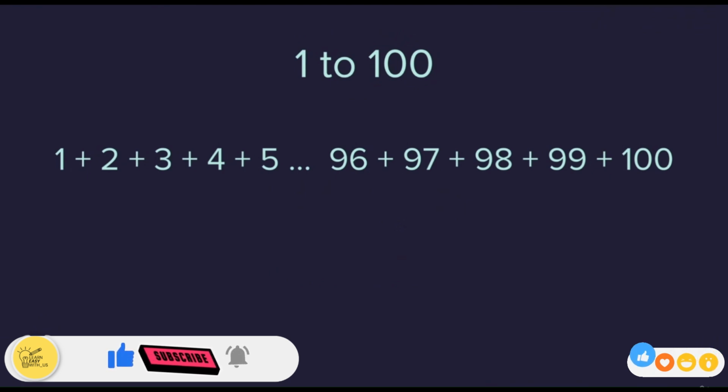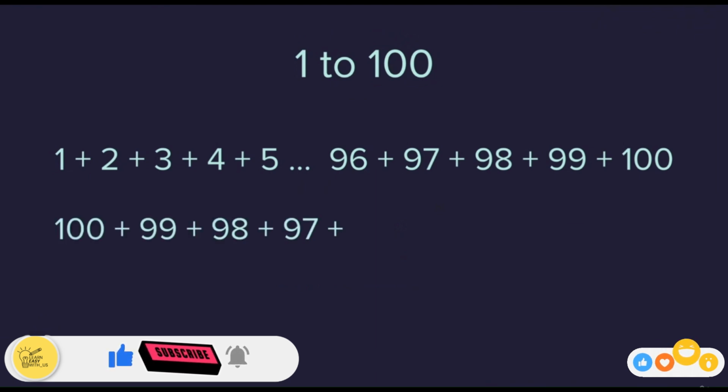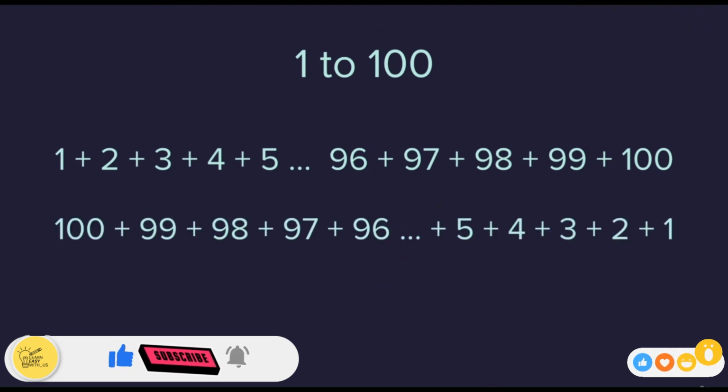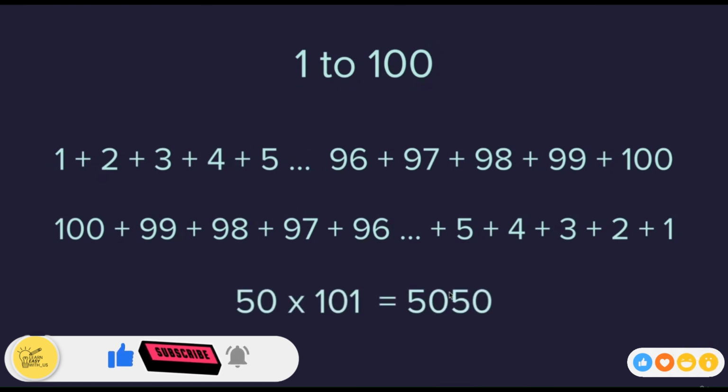So how did he work it out? Well, he was actually a really smart kid, and he figured out that if you flip the numbers around, so 100 plus 99 plus 98, and you look at both of these two lines, you can see that 1 plus 100 equals 101, 2 plus 99 equals 101, 3 plus 98 equals 101. Basically, if you tie all of these numbers together, there's actually 50 pairs of 101. So he could simply just do 50 multiplied by 101, which is 5,050. And that's how he figured out the answer.